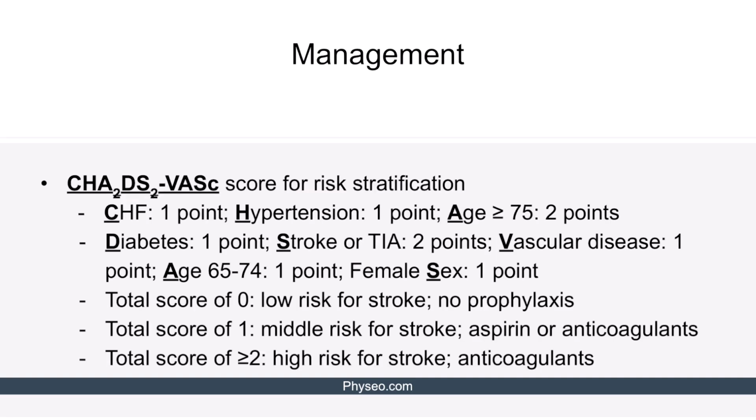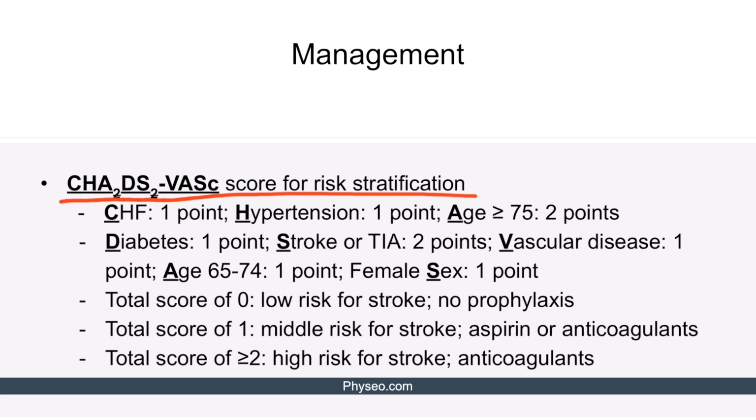Let's talk about the stroke prophylaxis specifically in patients with atrial fibrillation. We use the CHA2DS2-VASc score to stratify patients into the low, intermediate, and high-risk groups. This is how we decide who needs a long-term stroke prophylaxis. Let's discuss the criteria of this scoring system first.